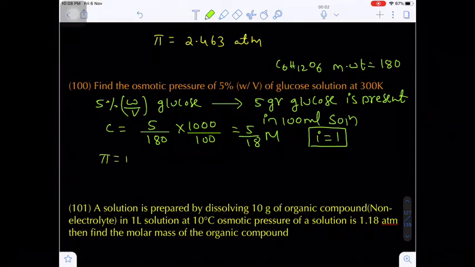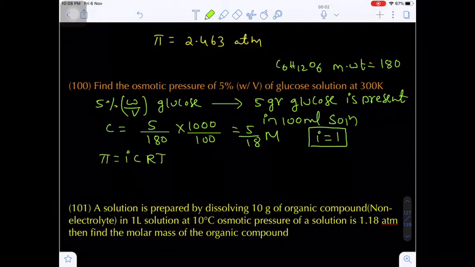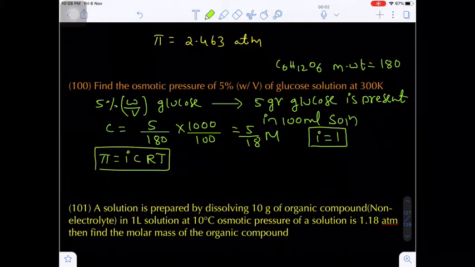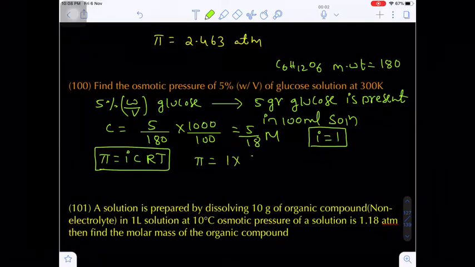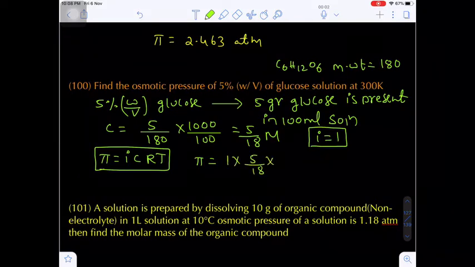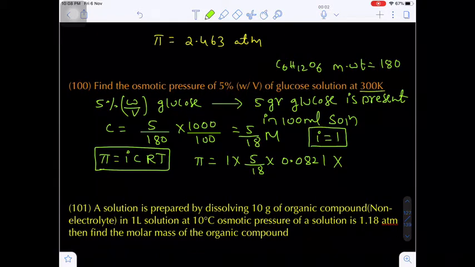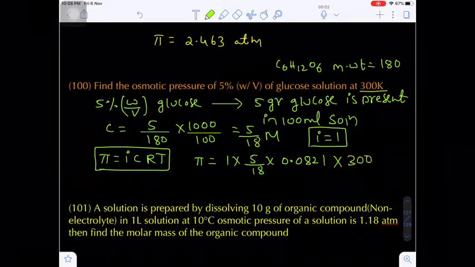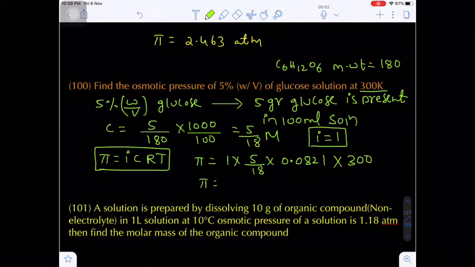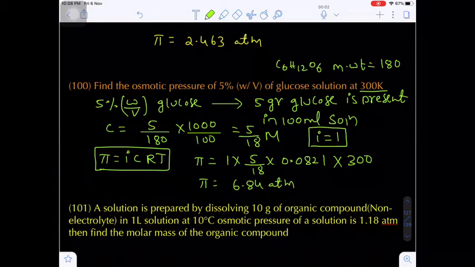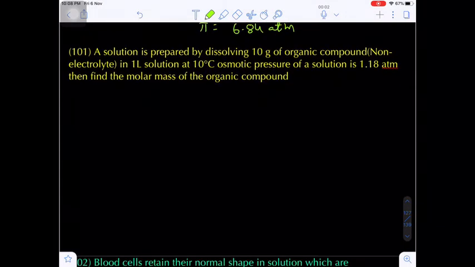So directly I am writing osmotic pressure pi is equal to iCRT. Now here the iota value is 1, the concentration we just calculated is 5 by 18. What is the R value? 0.0821 liter atm per mole per Kelvin, and the temperature is given in the question, that will be 300 Kelvin. So finally 6.84 atm is the osmotic pressure.